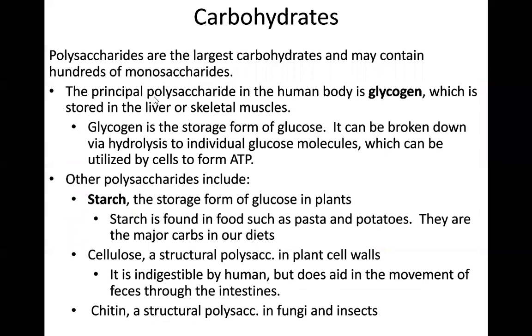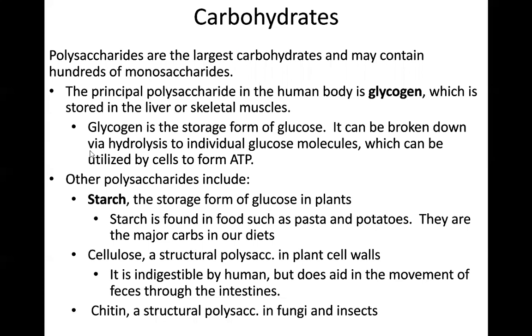Glycogen is our principal polysaccharide that we store, and really I shouldn't say liver or skeletal muscle because it's not one or the other, but it's both. So really and should be in there instead of or. Okay, this is what we do when we get lots of glucose in our body. We take it in and we store it in those two places, like filling up your gas tank in your car. That way, when you need that energy, you can call upon it pretty much immediately, okay?